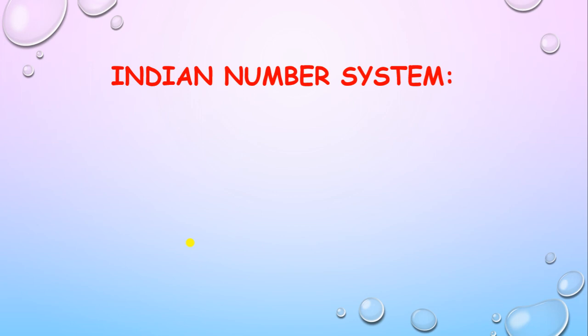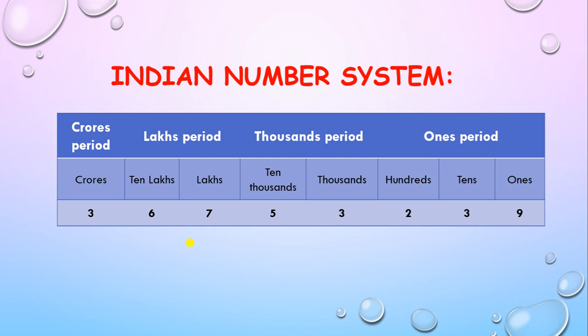Before this, let's revise the Indian number system. We have learned till the crores place. In the ones period, there is ones place, tens place and hundreds place. In the thousands period, there is thousands place and 10,000s place. In the lakhs period, 10 lakhs place and lakhs place. Crores place comes in the crores period. So the given number is read as 3 crore 67 lakh 53,239.